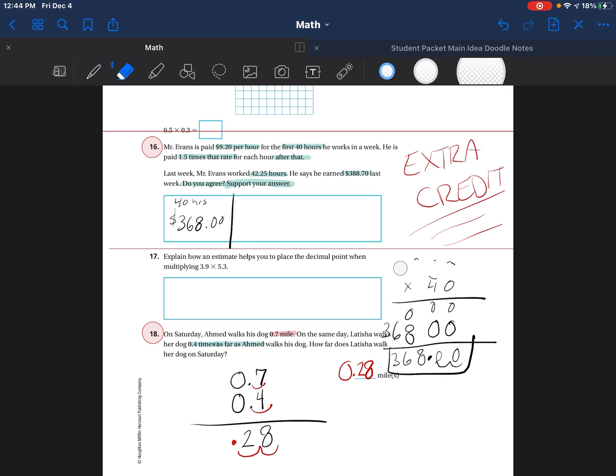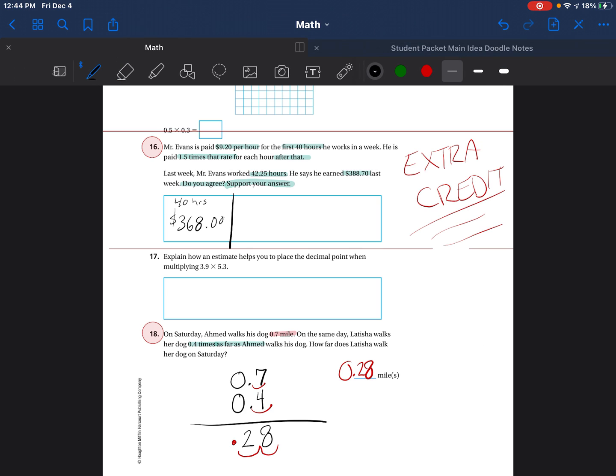But now I need to figure out how much money he makes for 42.25 hours. So I'm going to have to figure out how many extra hours he worked over. Well, if you think about it, all you would have to do is take 42.25 minus 40, which a lot of you are probably already saying, I don't need to write that down. I know what it is, and that's fine. If you know that he works 2.25 hours more, that's good. So now we have to figure out how much money that is.